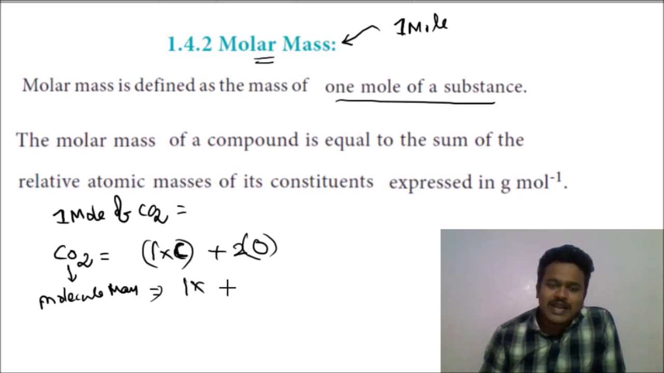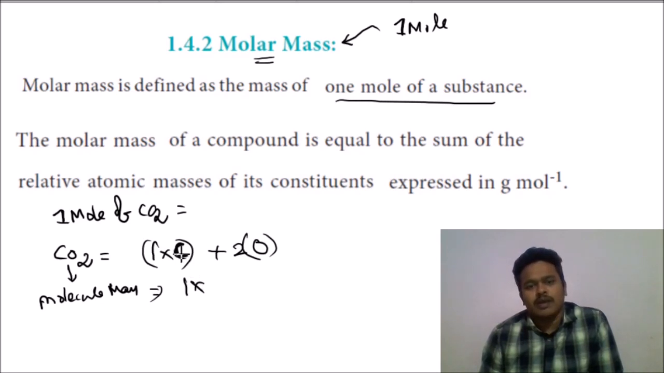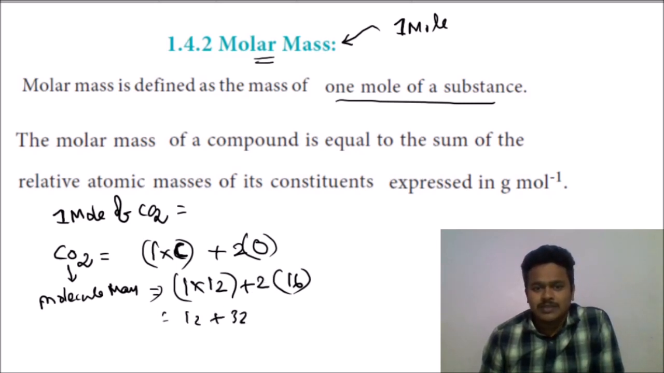So what is the atomic weight of carbon? Carbon atomic number is 6. It is an even number. Even number means how to remember? 6 into 2, 12. Plus 2 into oxygen. Oxygen atomic number is 8. 8 is an even number, so into 2, that is 16. Why am I saying into 2? All that I discussed in the second video, just go through it. Here 12 plus 32, what are you getting? 44.